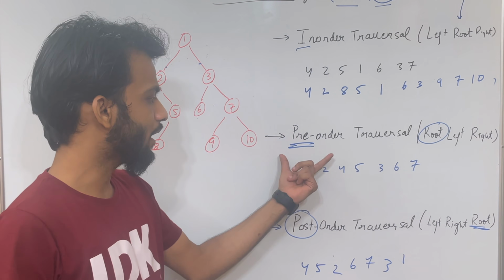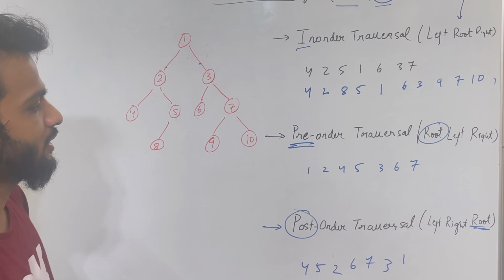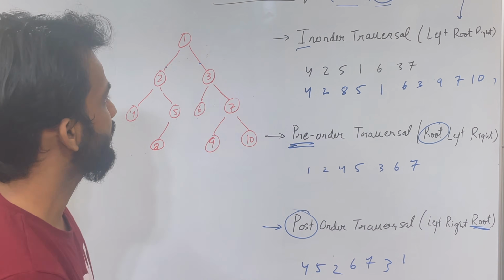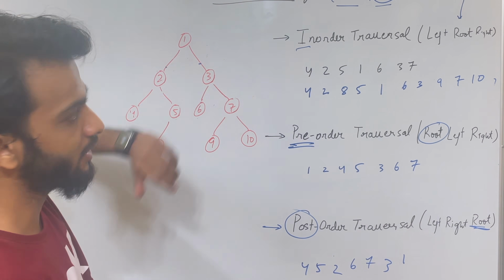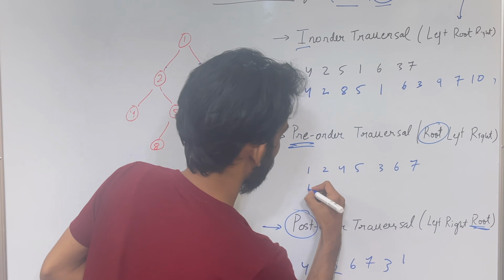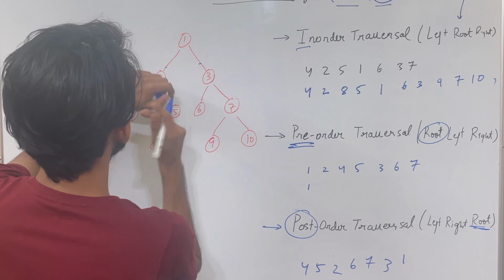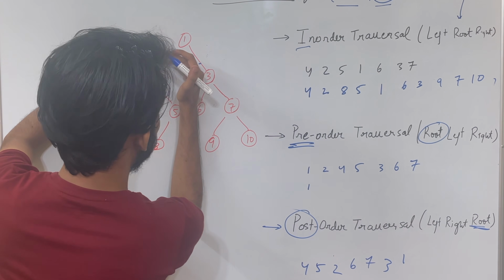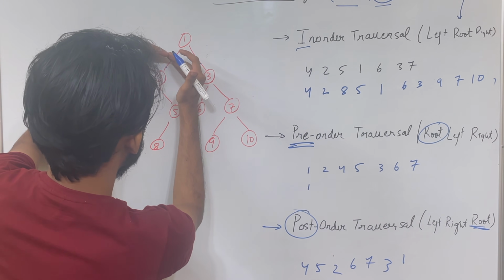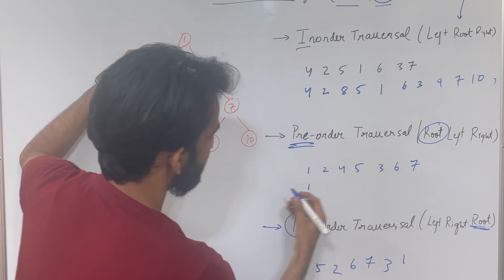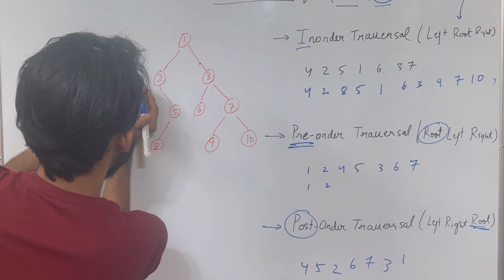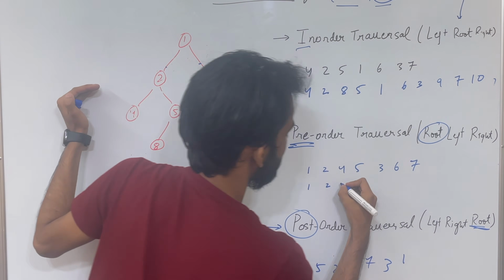Let's now understand the pre-order traversal for this modified tree. It says root, left, right. Root is this. Okay. So, root will be 1. Now, this is your left tree. This is the left tree, right? So, in this left tree, can I say this is your root? Correct? Now, this is your left tree. In this, can I say this is your root?